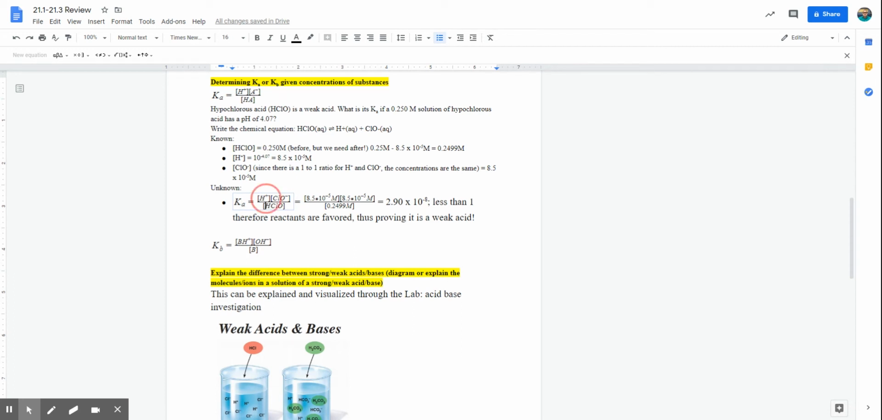So here's the formula. You have your H plus and your ClO negative right here, just like the equation right here. Those are my products. Those go on top. And then on the bottom, I put my acid concentration. I plug it in, solve, and we notice that it is less than 1, really less than 1. It's 10 to the negative 8. It's really, really small. So therefore, it proves that it's a weak acid, or it's not really going to go to the right very well.